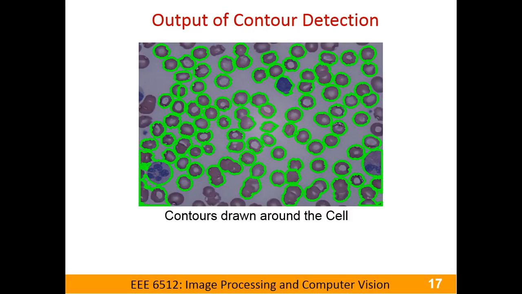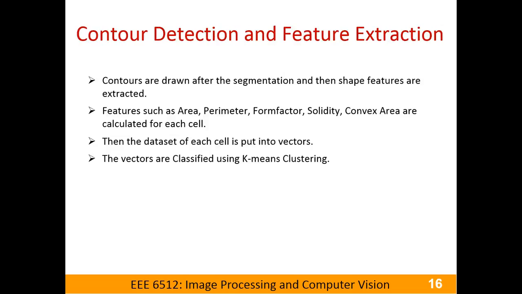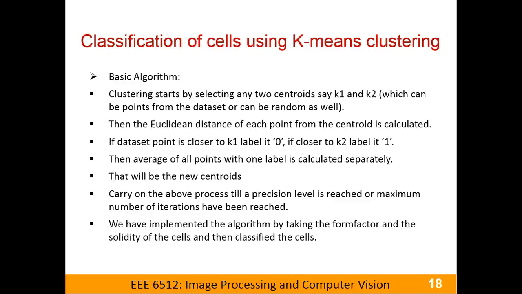Segmentation detects most of the cells in the image, and after that we find the features of each and every cell. The features are very important to classify the cells using k-means clustering. After finding the features, we select two of the most important features, which are the form factor and the solidity, and we use them to classify the cells using k-means clustering.